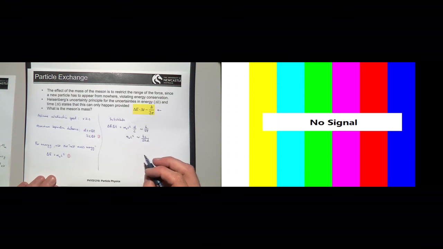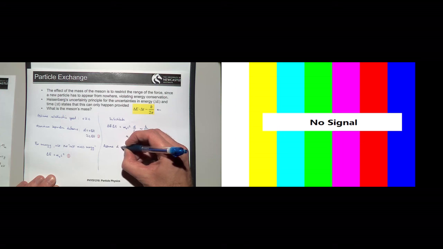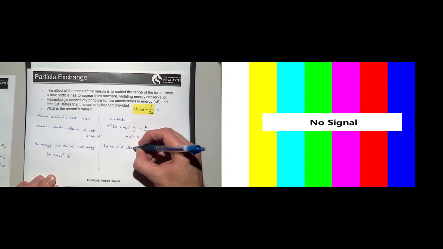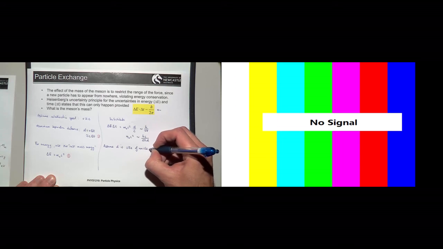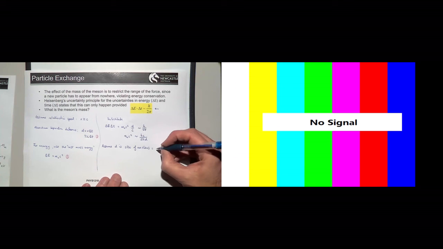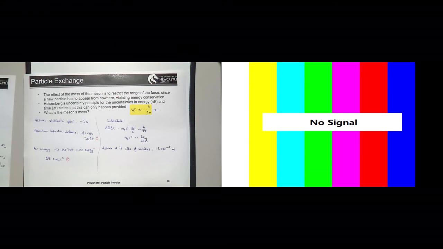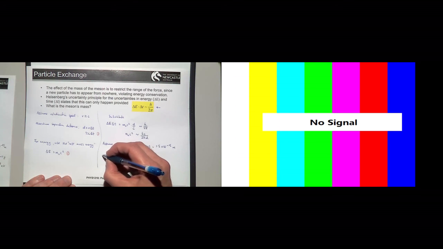So c is a constant that we know, and h is a constant that we know, but d is the problem. But we know that this force has to act over the nucleus. So let's take d to be the size of a nucleus. Now again, we have to appeal to some experiment to know what the size of a nucleus is. Typical size of a nucleus is this number here, 1.5 times 10 to the minus 15 meters. And so finally we're ready to substitute in, and we can calculate what m naught c squared is.